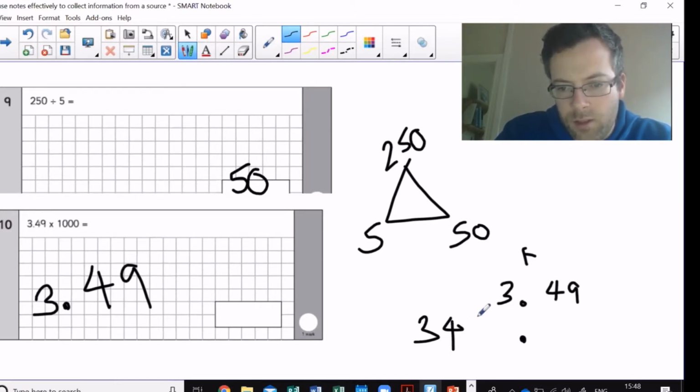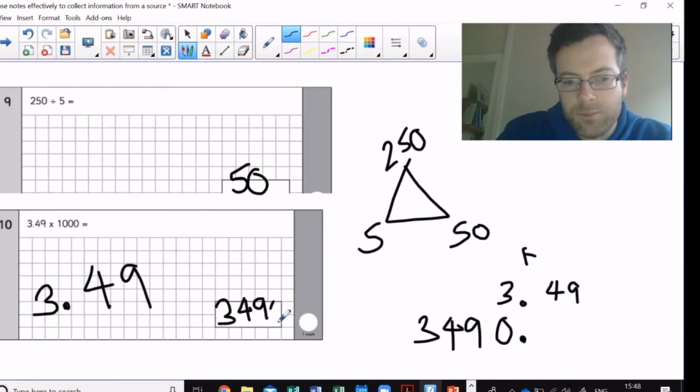1, 2, 3. I'm going to write it underneath, and then in my gaps I get a placeholder of 0, so 3,490. And it would make sense that the 3 gets 1,000 times bigger to 3,000.